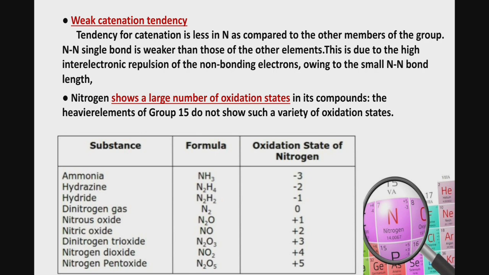Then nitrous oxide N2O is plus 1, nitric oxide NO is plus 2, dinitrogen trioxide N2O3 is plus 3, nitrogen dioxide NO2 is plus 4, and nitrogen pentoxide N2O5 has nitrogen in the oxidation state plus 5.